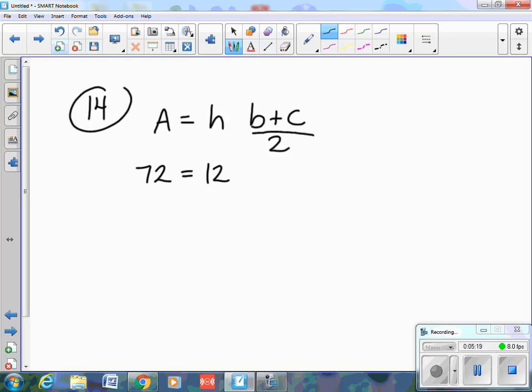They give you 12 as one of them, and you need to find the C or the B. I don't care which one you do. So the first thing I would probably do is get rid of the 2. That's the thing I probably would do. And multiply both sides by 2, which makes 72 times 2, and that is 144.